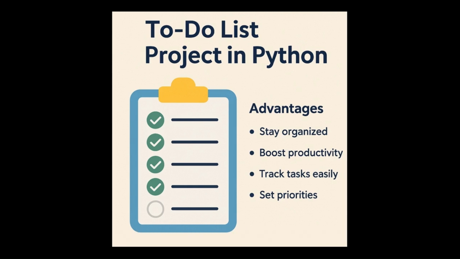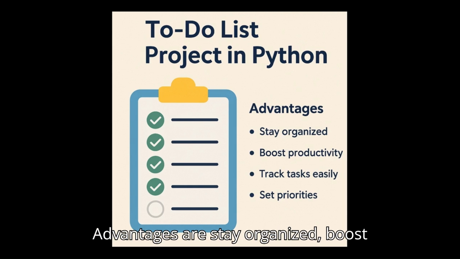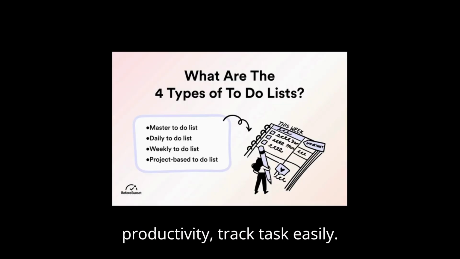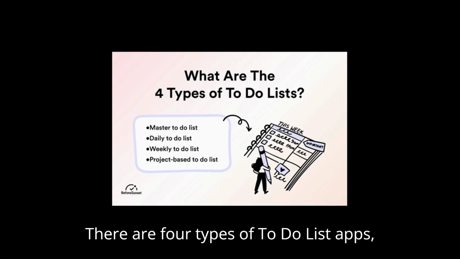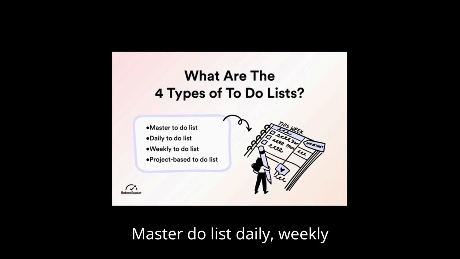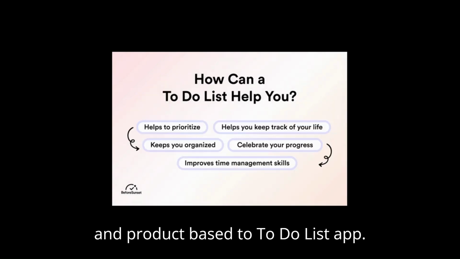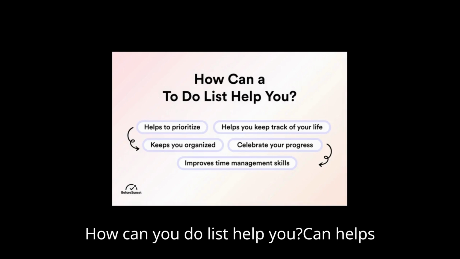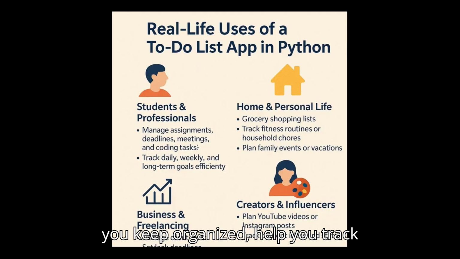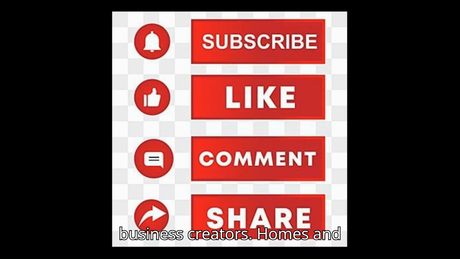This simple task. What is a to-do list project in Python? Advantages are stay organized, boost productivity, track tasks easily. There are 4 types of to-do list apps: master to-do list, daily, weekly, and project-based to-do list app. How can your to-do list help you? It can help you prioritize, keep you organized, and help you track your life. It is used for business, creators, homes, and students.